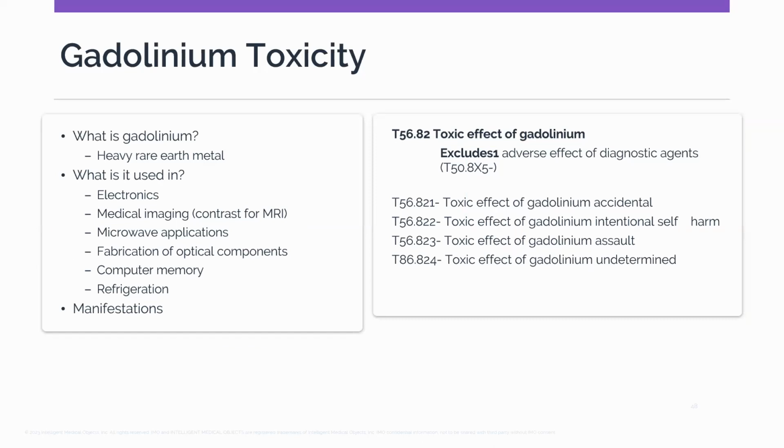Gadolinium is a heavy rare earth metal. It is used in many ways, including medical imaging, where it is a contrast agent for MRIs. It is also used in microwave applications, various optical elements, computer memory, along with data storage disks, as well as refrigeration and alloys to make magnets. Gadolinium toxicity can affect many body systems and present with various symptoms. There may be impairment of cognition and memory, along with sight, difficulty swallowing, arrhythmias, and disorders of gastrointestinal and urinary systems.